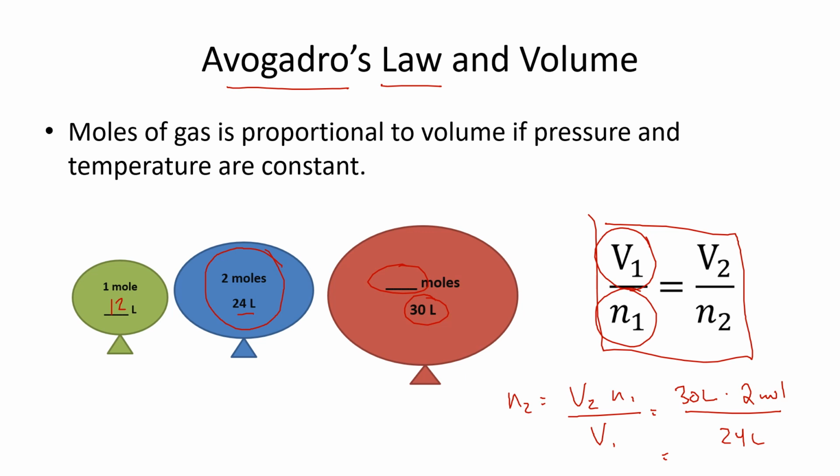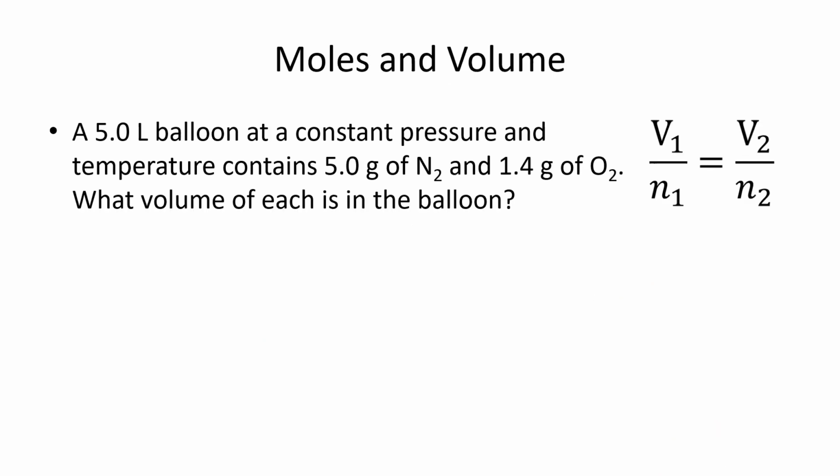And so if you put that into your calculator, out of the calculator you end up with 2.5 moles, right? The liters cancel out, you end up with your moles. So you can use that relationship if you like to go from one volume to another when the moles are changing. Okie dokie, let's try one that's a little trickier.